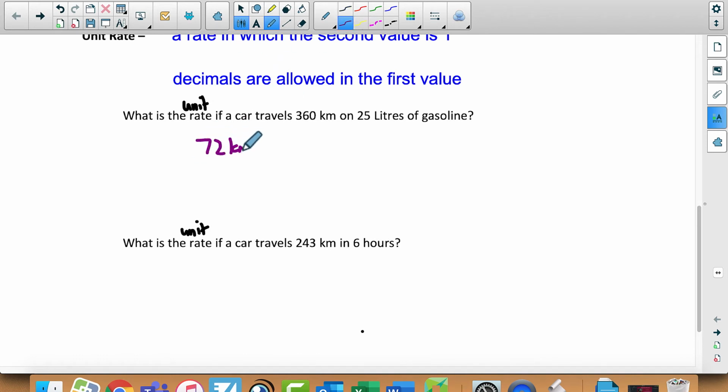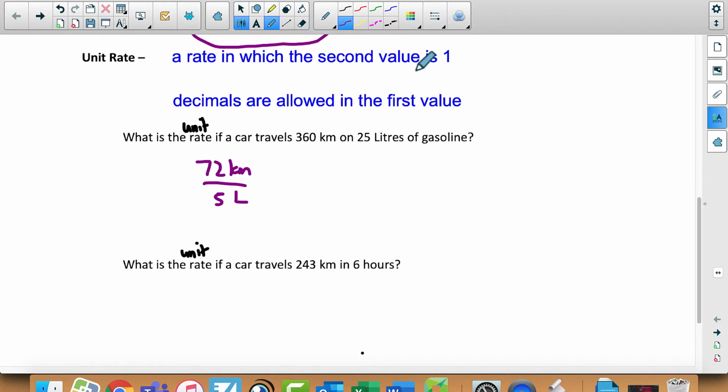72 kilometers, 5 liters. Okay, now for a unit rate, we want this second value, the liters, to be 1. We want to make this so it's just 1 liter on the bottom. How are you going to do that? To get a unit rate, you can always just take the top value and divide by the bottom. Or, if you want, you could cross multiply. 72 times 1 still equals 72, divided by 5. Either way, you're doing 72 divided by 5, and 72 divided by 5 is 14.4.